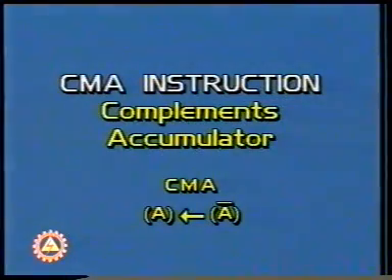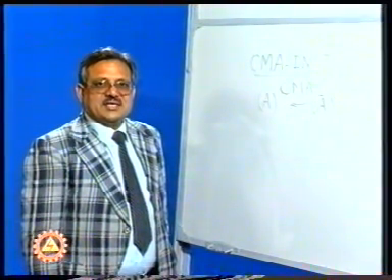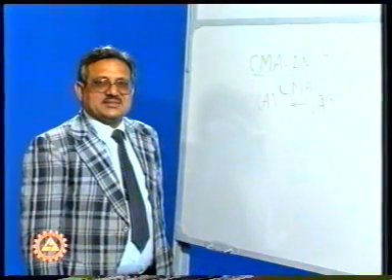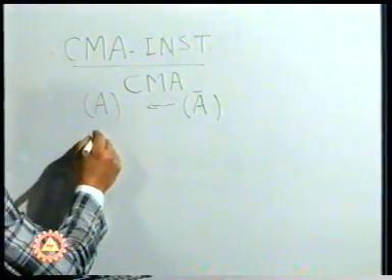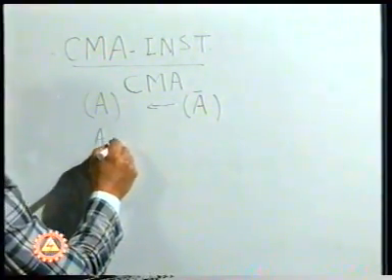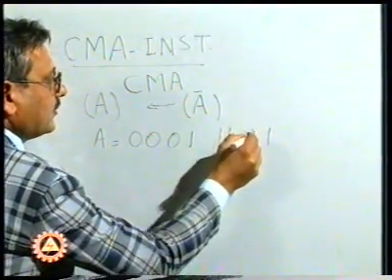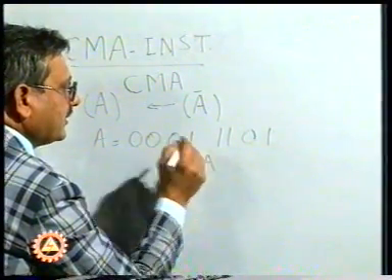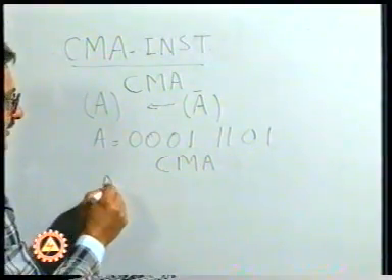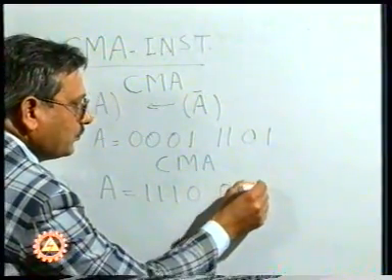Next we take on complement accumulator instruction. Now in this instruction, the contents of accumulator are complemented, and the complemented contents are stored back in accumulator. For example, let's say the content of A is 0001 1101. On execution of complement A instruction, A becomes 1110 0010.